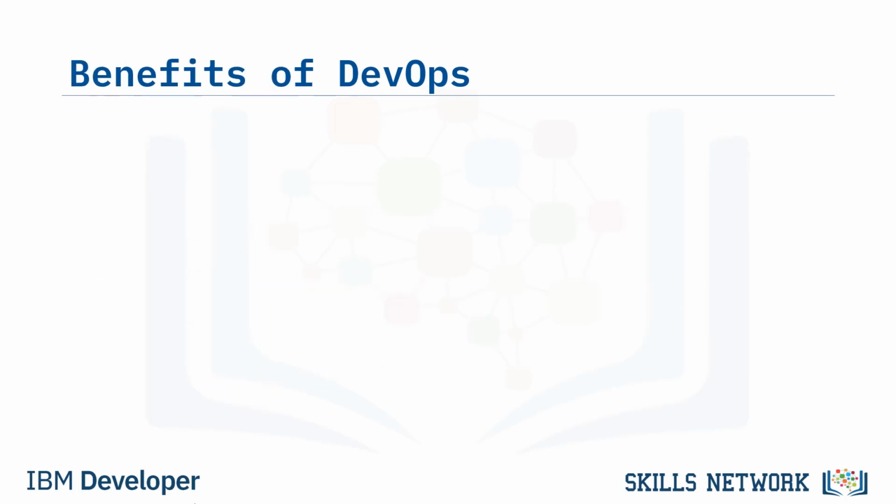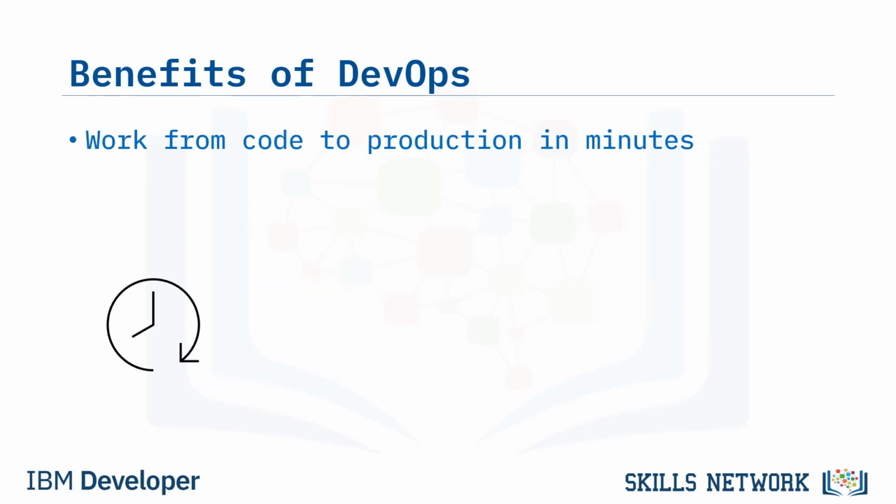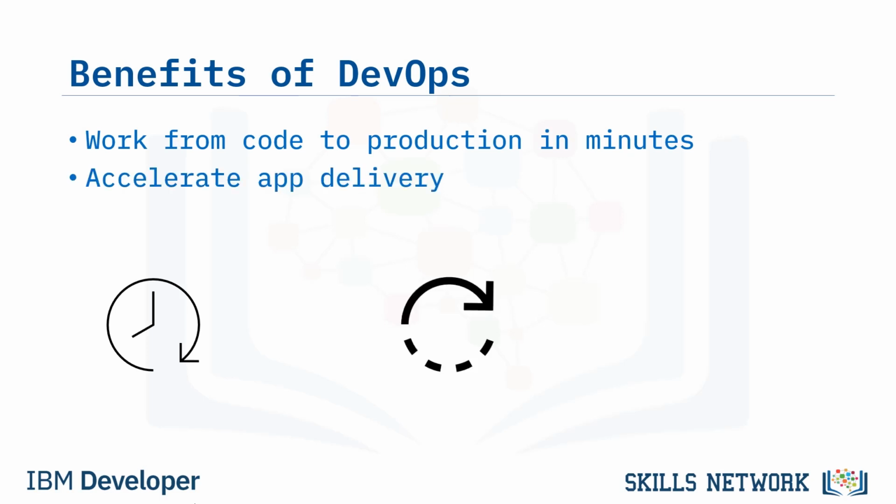DevOps provides many benefits. You can work from code to production in minutes. Work on your own or use the collaboration tools to work with a team. In minutes, you can go from source code to a running app. Accelerate app delivery. Innovate like a startup and scale for the enterprise. You can host an open source project, run a hackathon, or start a skunkworks project. DevOps code is continuously delivered and integrated into the main shared repository.